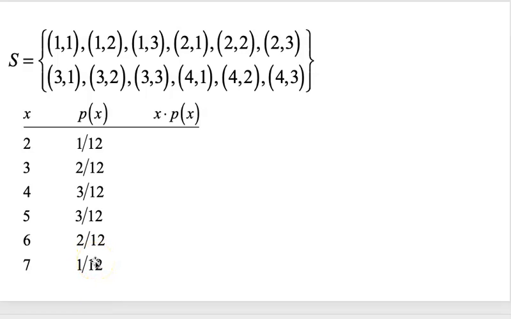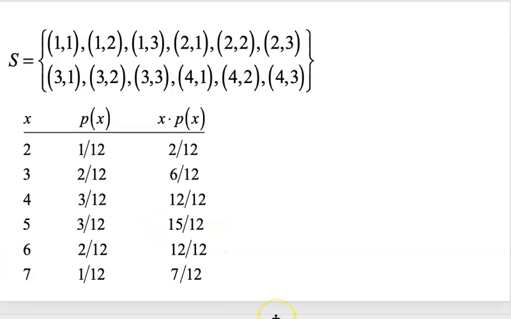Now to find the expected value, I've got to multiply the x column times the p column. 2 times 1 twelfth is 2 twelfths. 3 times 2 twelfths is 6 twelfths. 4 times 3 twelfths is 12 twelfths. 5 times 3 twelfths is 15 twelfths. 6 times 2 twelfths, 12 twelfths. 7 times 1 twelfth, 7 twelfths.